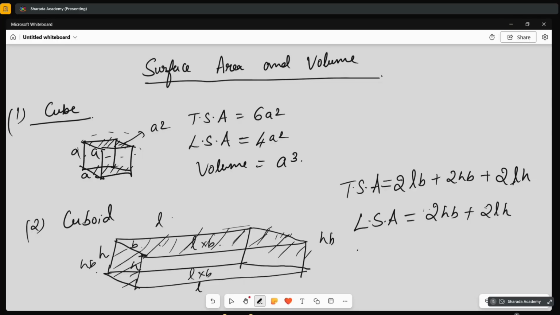So next comes the volume. Volume is how much space it has or how much it can fill in. So that will be equal to L into B into H. Okay.